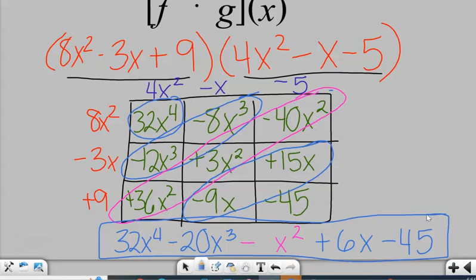And again, you could have done distributive property with this. To me, distributive property gets really long with these. So the box method helps keep me a little more organized.